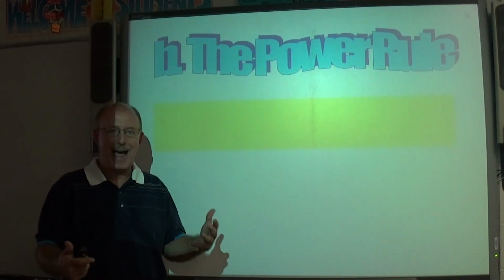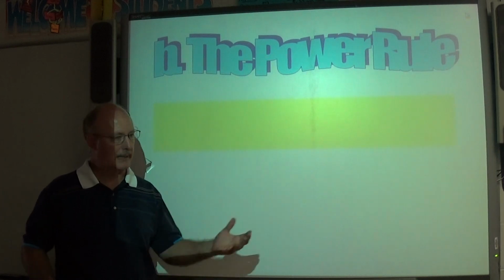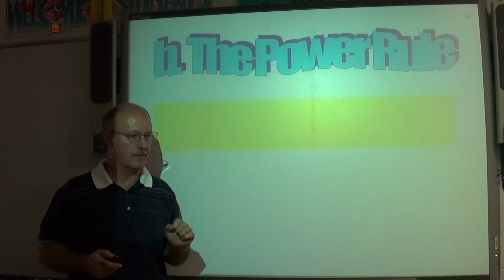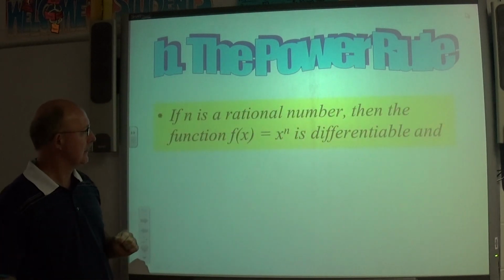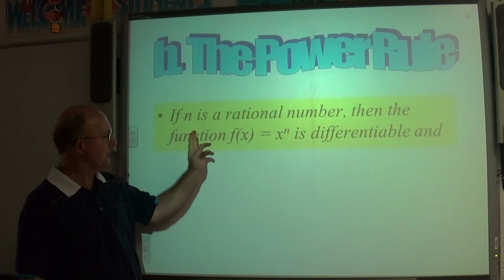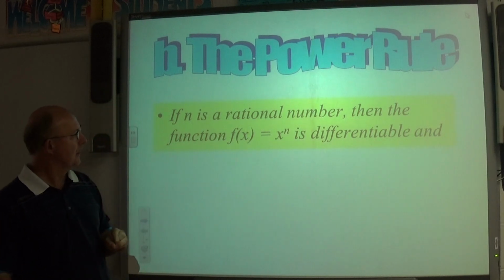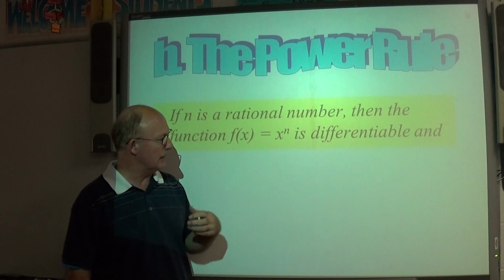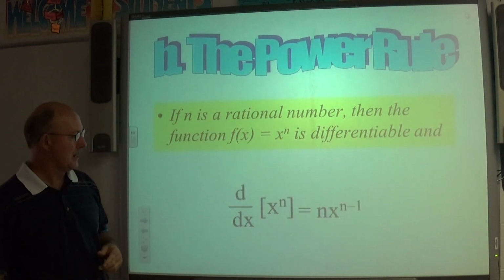This is called the power rule for derivatives. Now, like I said, this rule here, we'll be using for basically the rest of the year. Very important that we look at this rule here. And this is how it starts off. It says if n is a rational number, then the function f of x equals x to the n is differentiable, and this is true.